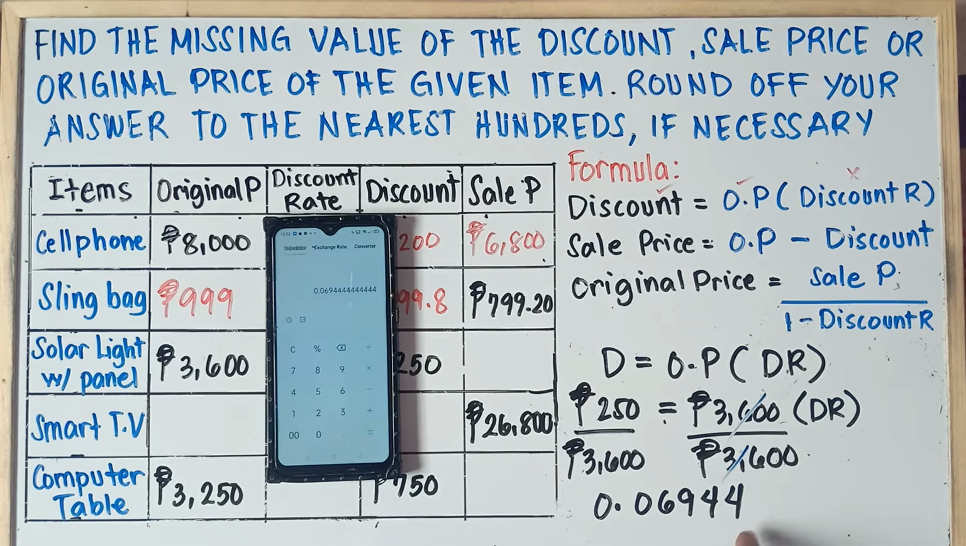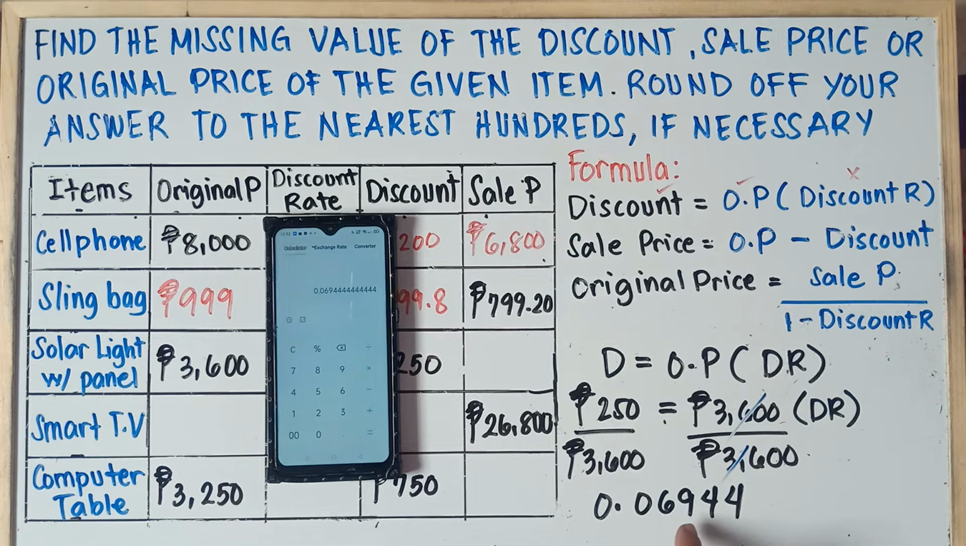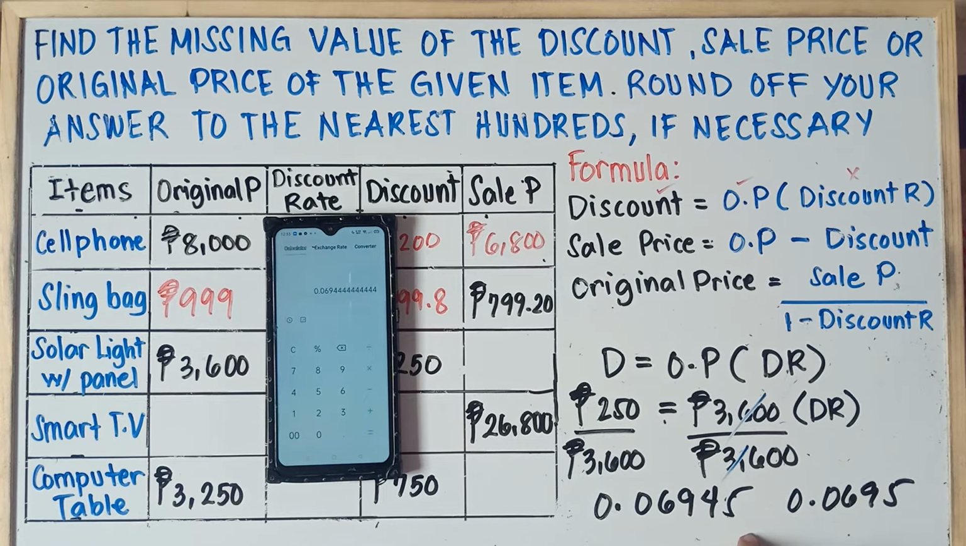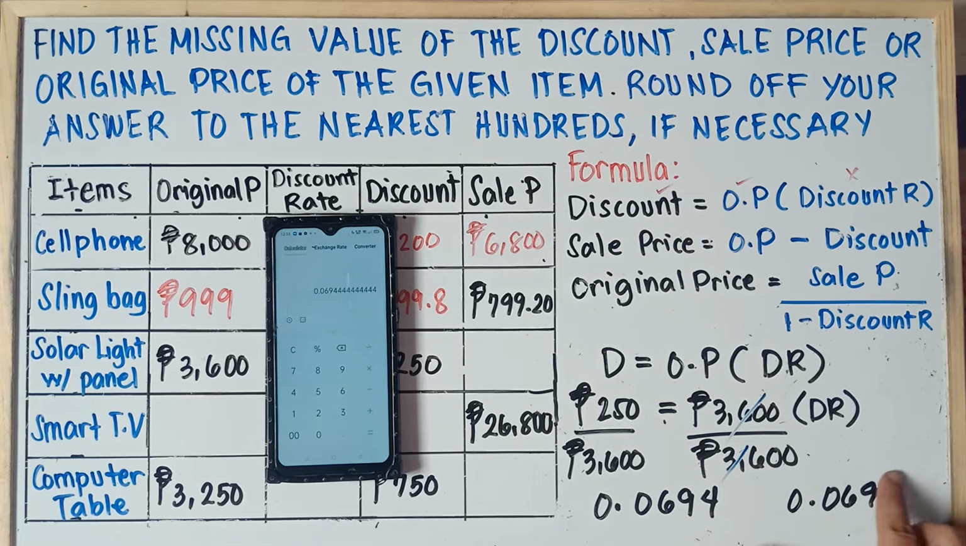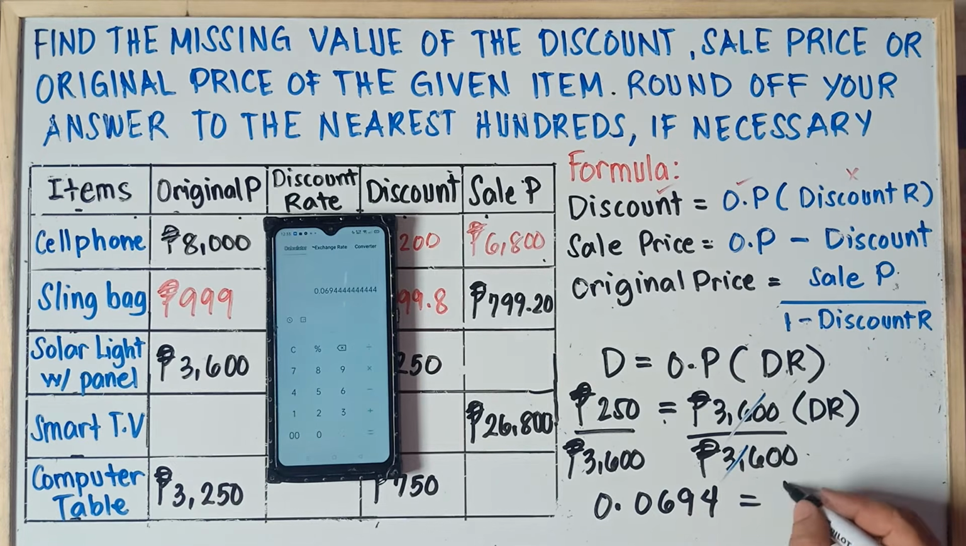So, we need to have at least 4 decimal numbers, class, for us to get the nearest hundreds. 4 decimal numbers, 1, 2, 3, 4. After 4, that's 4, so we need to round down. Simply copy 4. If this is 5, just in case, this will be 0.0695. But after 4, that's 4, so simply copy 4. 0.0694, then copy 4. Alright, and then this will be our answer for the discount rate.